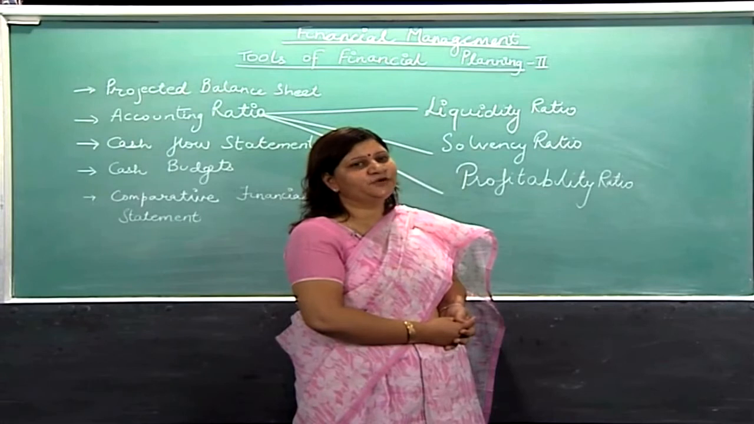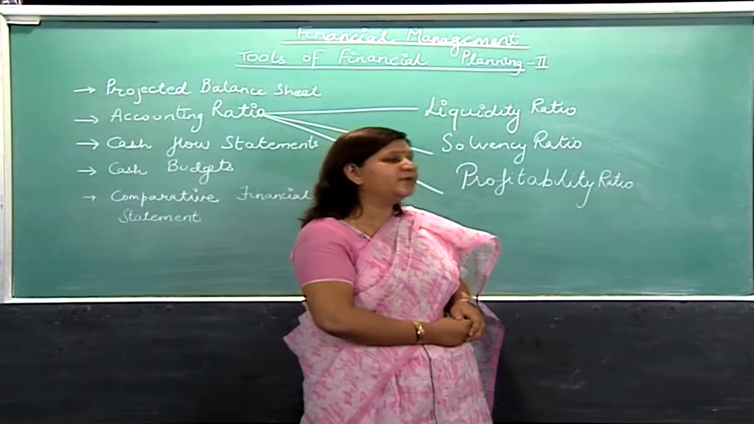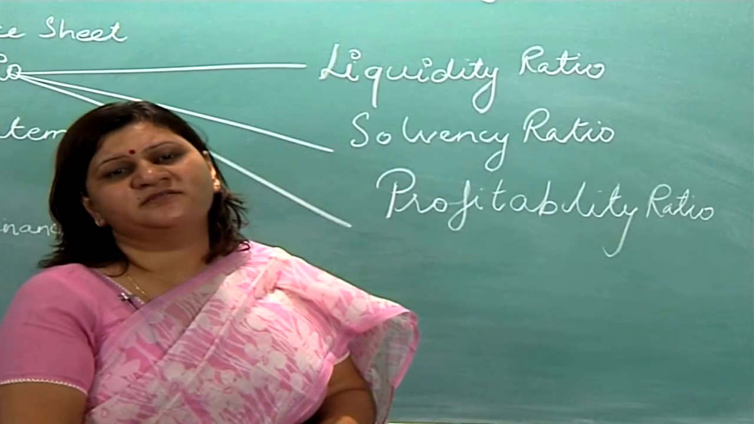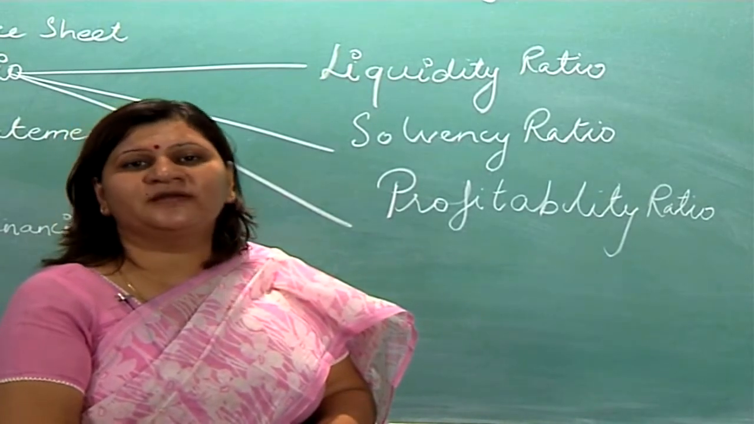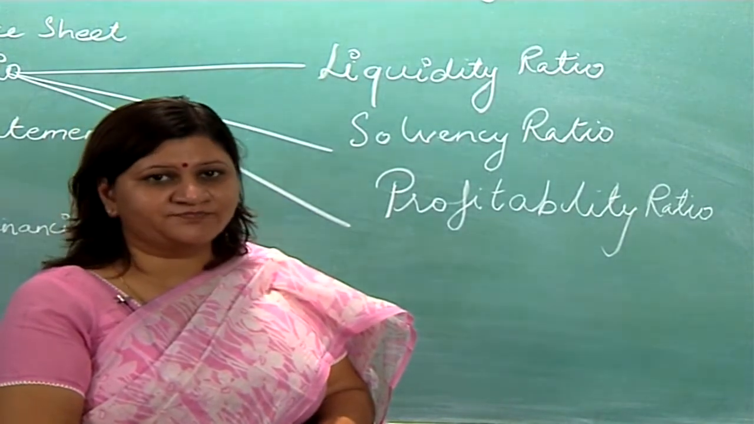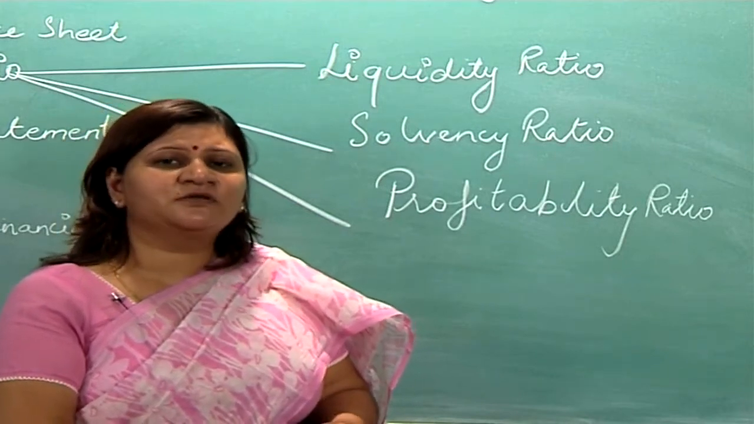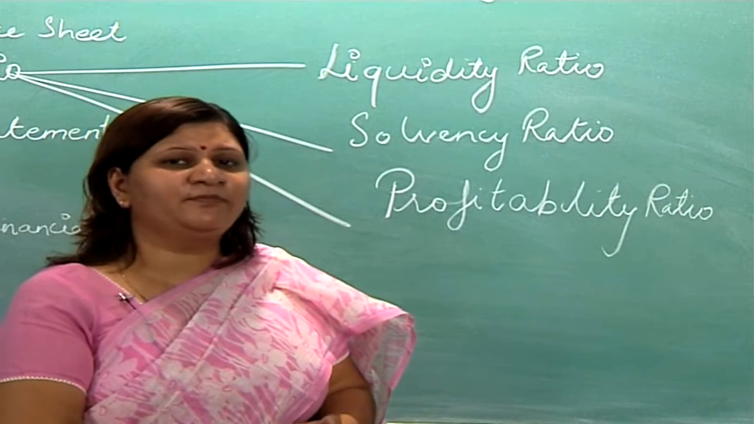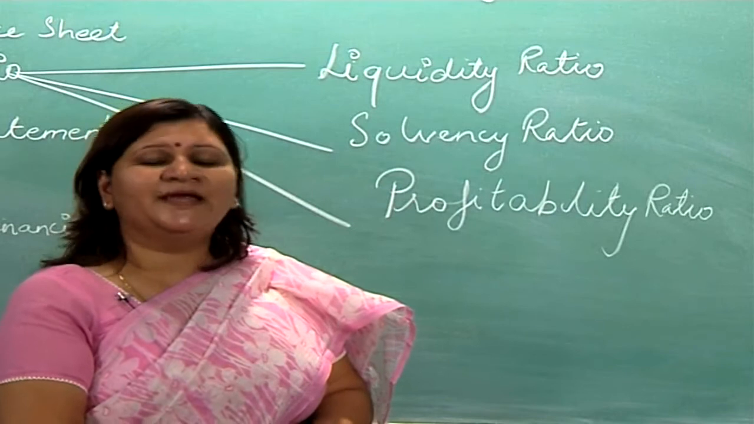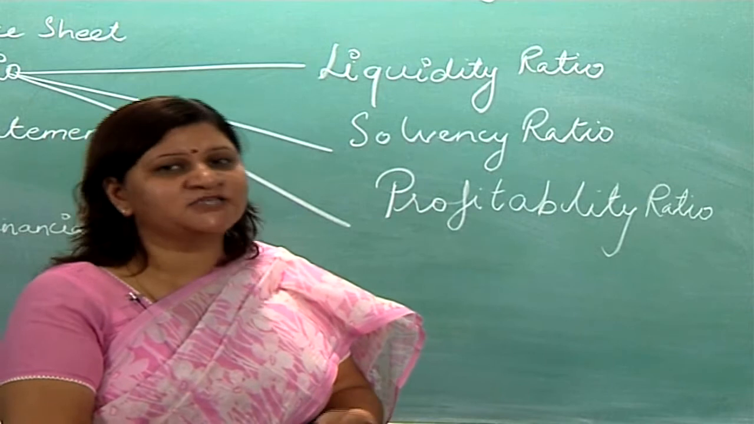Let us analyze these broad categories of accounting ratios. The first one we are discussing is liquidity ratio. By liquidity, what do we mean? Liquidity means that we should have that much of liquid assets in our hand so that we can pay off our current liabilities. Now, what do we mean by solvency? Solvency means that the person or the organization should have an asset backing so that he can pay off his liabilities in the near future. It is not necessary that he should have liquid cash or ready cash with him.